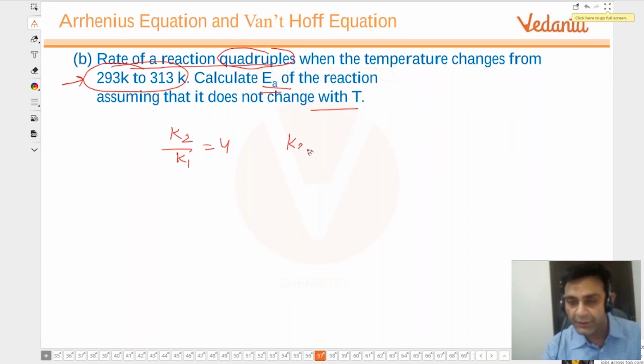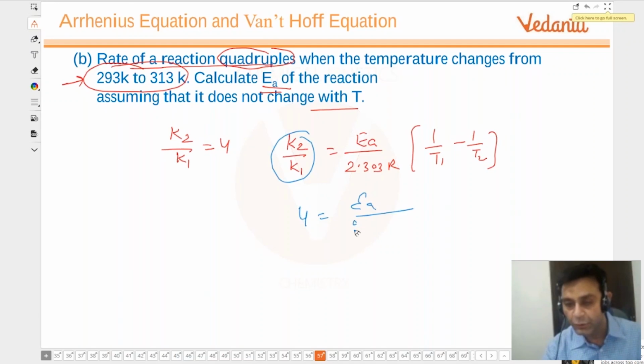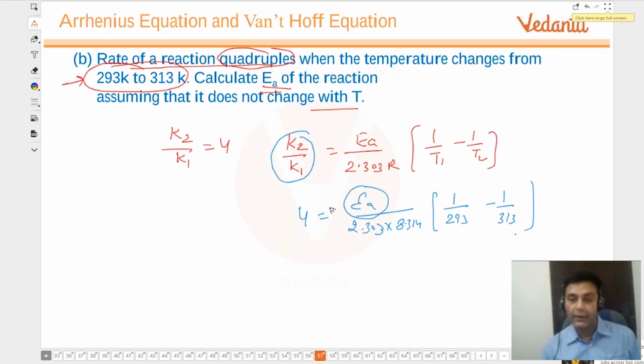I know this equation: log K2 upon K1 is equal to activation energy upon 2.303 R into 1 upon T1 minus 1 upon T2. Getting me? This value is equal to 4. Activation energy to be calculated, 2.303, R value is 8.314 joules, 1 upon 293 minus 1 upon 313. Now you can get the value of the activation energy from here. Yes, are all of you getting me?